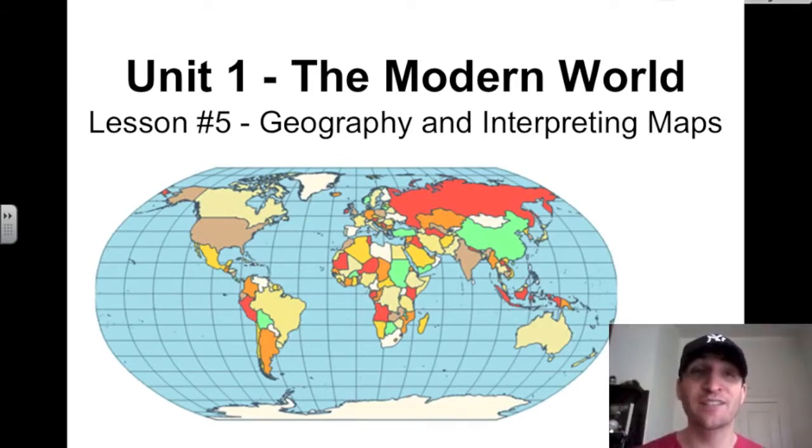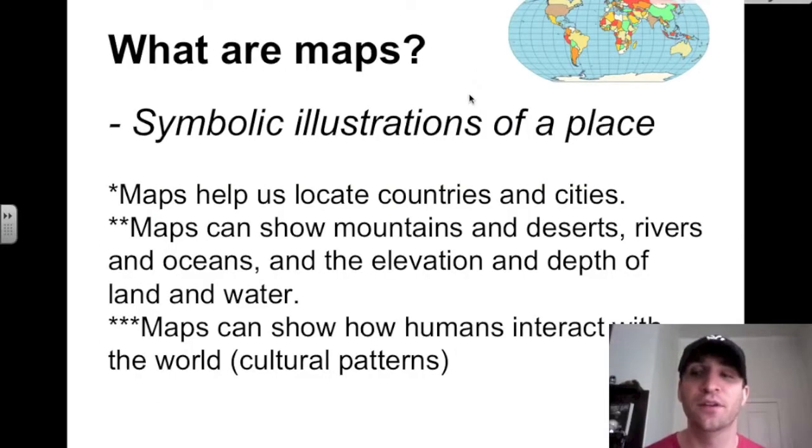Today we will be tackling lesson number 5, entitled Geography and Interpreting Maps. What are maps? They are symbolic illustrations of a place. What can maps help us do? First, maps help us locate countries and cities. Second, maps can show mountains and deserts, rivers and oceans, and the elevation and depth of land and water. Third, maps can show how humans interact with the world. In other words, the cultural patterns of our world.